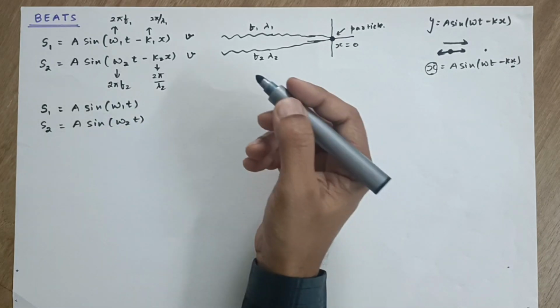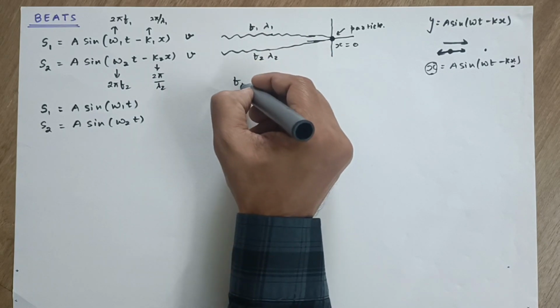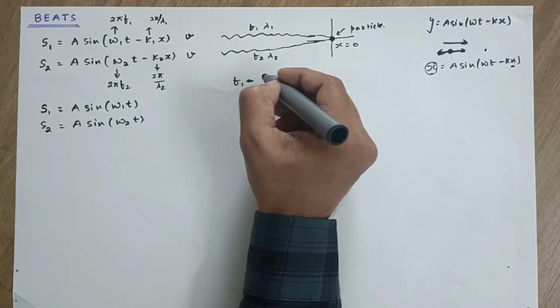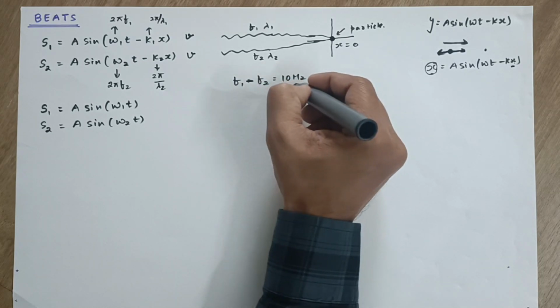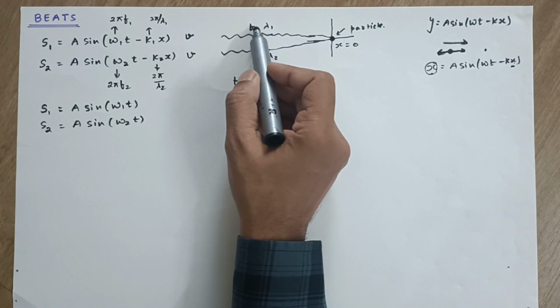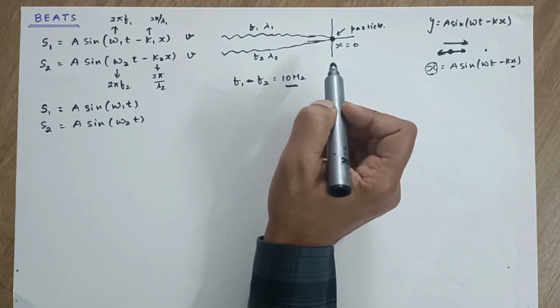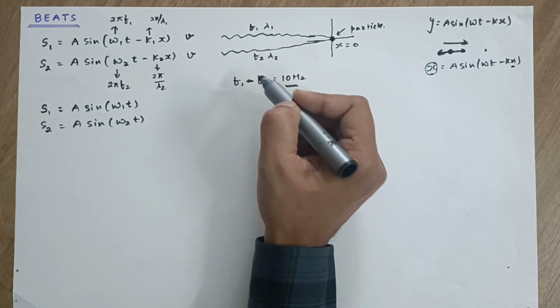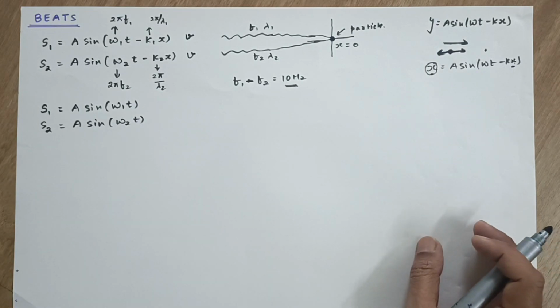Now let me clarify that there is a very small difference in the frequencies. So f1 minus f2 can be maximum 10 hertz, that I will explain to you at the end. If you are taking the frequency f1 as 500 hertz, then f2 has to be maximum 510 hertz or 490 hertz, right? So the difference in frequency has to be maintained at a maximum of 10 hertz, that I will reveal later on why.